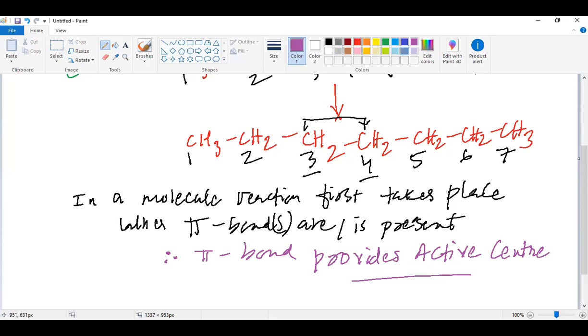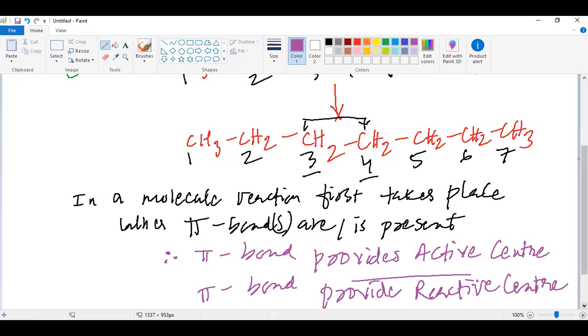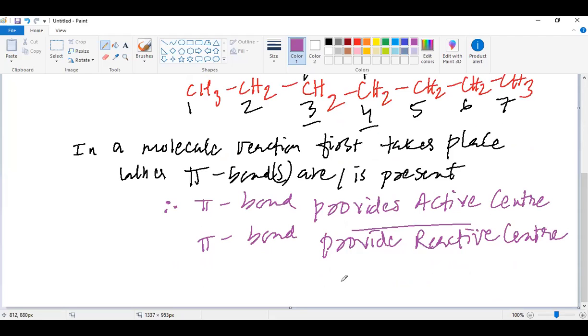Whenever or wherever the activity takes place, this activity takes place at the pi bond, and thus we can say even that it is the most reactive center also. So we can even write: pi bond provides reactive centers. So I hope, my dear students, you understood this now. Do you understand this or not?